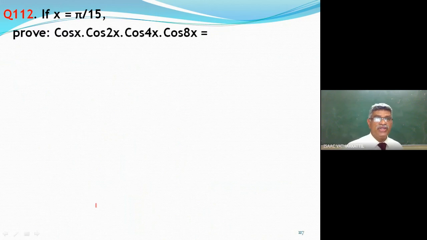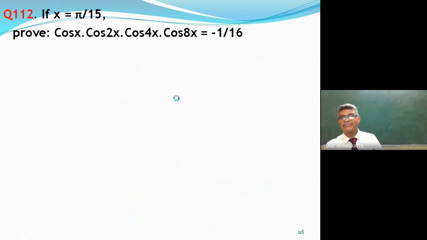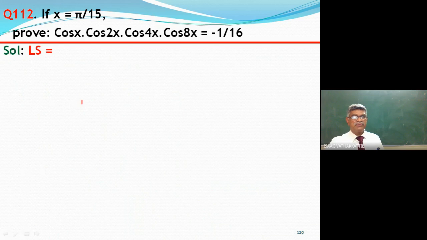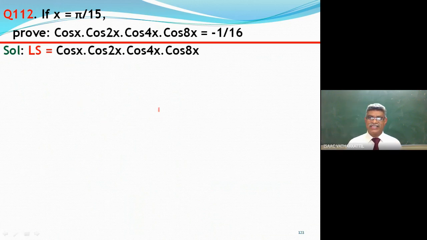Something different again. If x equals pi by 15, prove that cos x cos 2x cos 4x cos 8x is minus 1 upon 16. It's a different kind of question. The left side is cos x into cos 2x into cos 4x into cos 8x. All are cos x, 2x, 4x, 8x. You can even go further to 16x, 32x, like that.